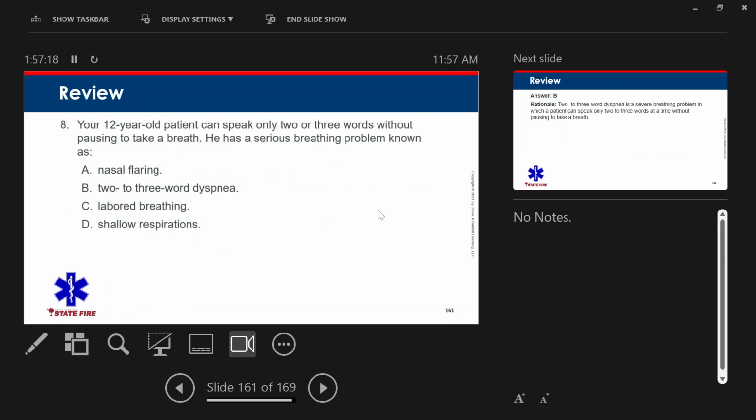You're welcome. A 12-year-old patient can speak only 2 to 3 words without pausing to take a breath. Their serious breathing problem is known as what? B, two to three words, dyspnea. What does the word dyspnea mean? Trouble breathing. DYS means what in front of anything? Difficulty, trouble, bad, anything. So even if you see some big medical word in the pulmonologist's office, if it has PNEA behind it, it's to do with breathing.